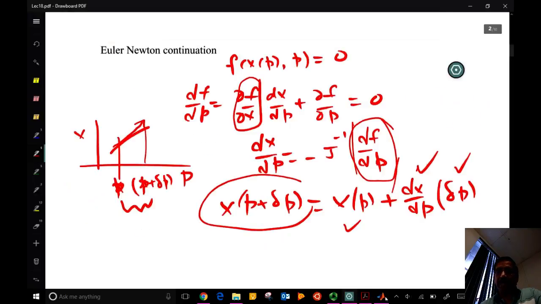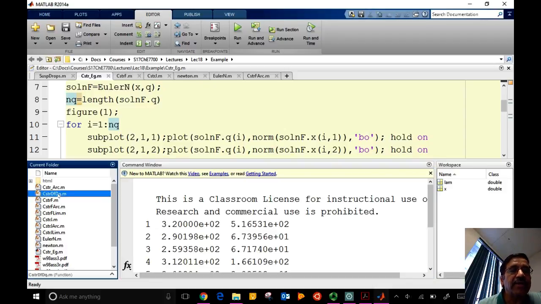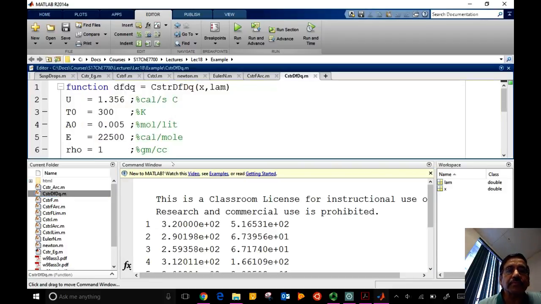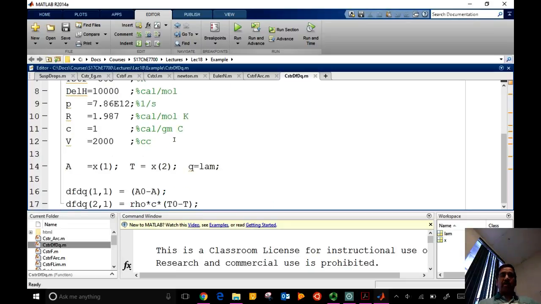So let's go back to MATLAB and see how this is implemented. There is a function called CSTR df/dq. What does this function calculate? It calculates the derivative of the function with respect to q that I just talked about. So you can see immediately, it is a0 minus a for the first term, it is rho times c times (t0 minus t) for the second term. So this is a vector of how the function changes with respect to the parameter.